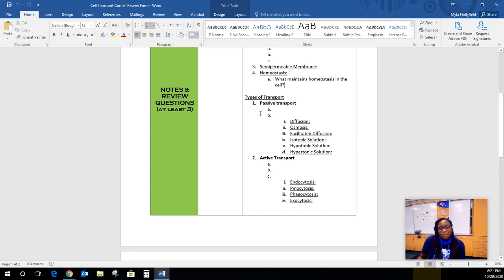For passive transport, tell me 2 facts about passive transport. And then all of these different types of passive transport and the different solutions, all I want you to do is define those. For active transport, give me some information about active transport. Essentially, use those bullet points that I gave you. And then for the different types of active transport, I just want you to define those words.